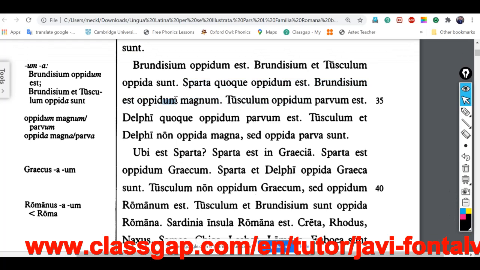Okay, so notice the agreement here. Oppidum magnum. Sí, tiene que concordar. In Latin, you're going to notice it's even more than in Spanish. This is very important in all the Latin languages, but especially in Latin. You'll see why later. Tusculum oppidum parvum est. Tusculo es una ciudad pequeña. Delphi quoque oppidum parvum est. Delphi es también una ciudad pequeña.